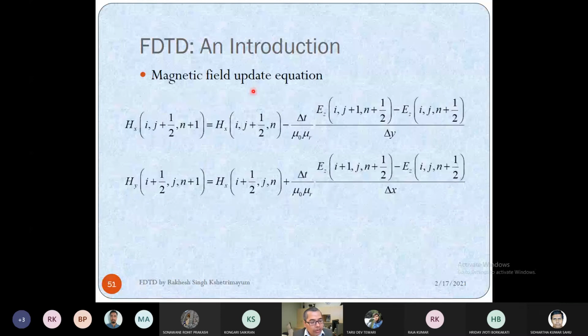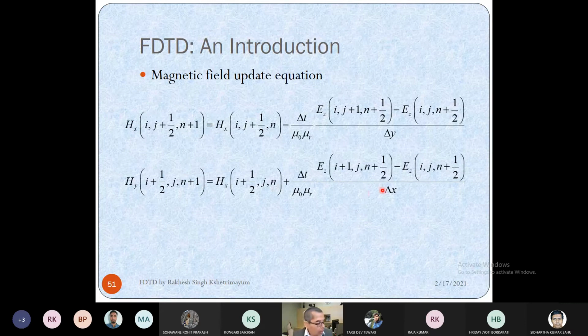You can also have the magnetic field update equation like this. Hx at the latest time instant equal to Hx at the previous time instant, and so on. Hy also, Hy at n plus 1 is equal to Hy at n, and you need to find out the electric field of the neighboring cells.